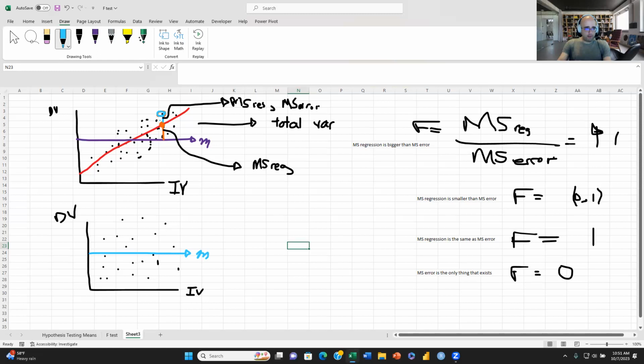If you look at these definitions, the mean squared residual is just the distance from the data point to the line of best fit. So the line of best fit is this mean in the case of no relationship. So the distance is this purple line. The mean squared regression variance is from the line of best fit to the mean. There's no mean squared regression statistic. So what ends up happening in a case of no relationship, your F gets closer and closer to 0.